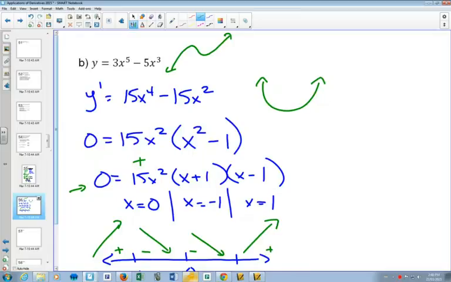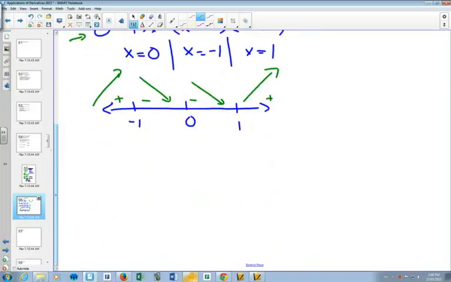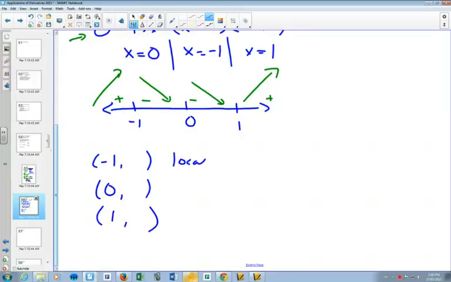So this is our first derivative test. We have a maximum, a minimum, and a stationary inflection point. If we list them, negative 1 comma something, 0 comma something, and 1 comma something, we're going to know that this one is a local max, this one a stationary point of inflection, and finally this one is a local min.